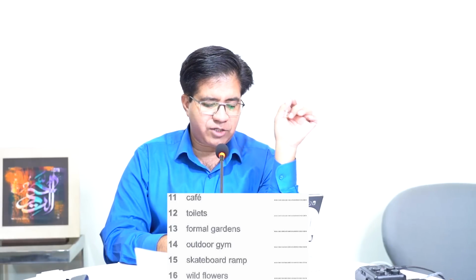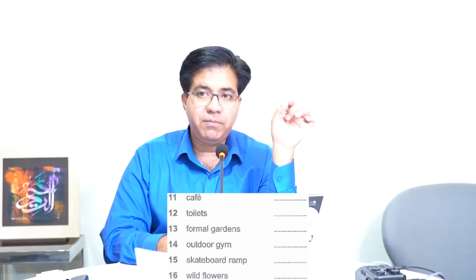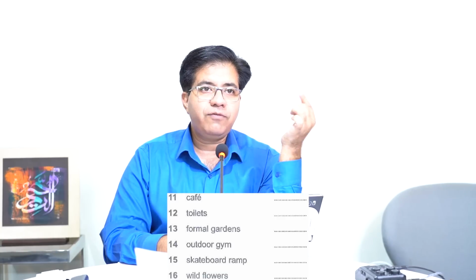Okay, in part 2, if you see a map, you are lucky because map is easy. No? Don't worry, we'll find a way to deal with the map. Listen, whenever they give you a map in IELTS listening, instead of reading the questions, look at the map. Read the map carefully. Now, if you look at the questions 11 to 16, 11 is cafe, 12 is toilets, 13 is formal gardens. Are you getting any information?